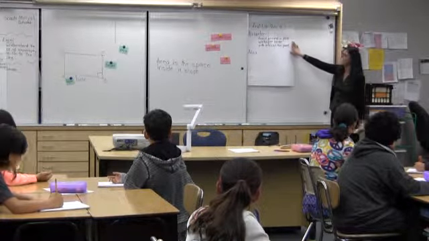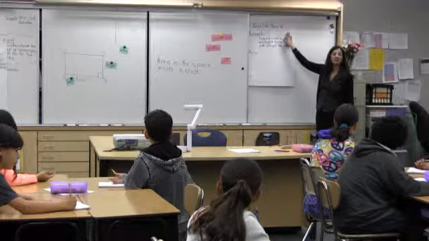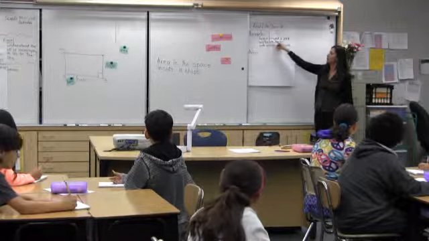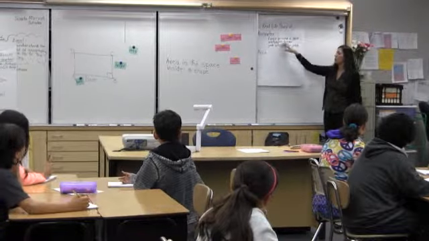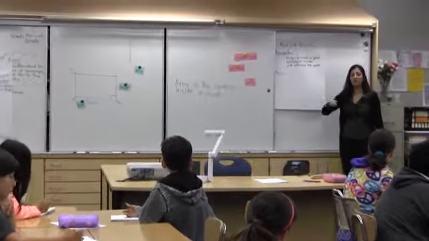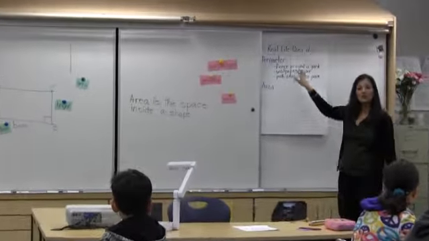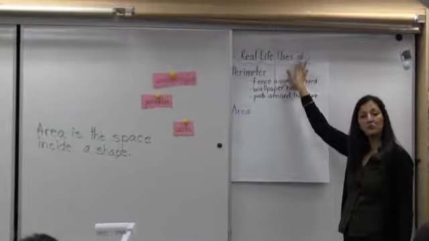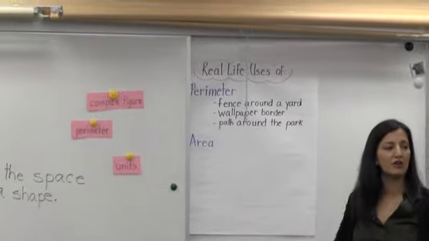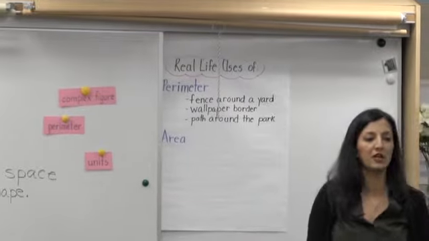Because we went ahead and we tried to find out some real life uses of perimeter, and we were thinking of, if I want to put a fence around a yard, or if I want to put a wallpaper border, or if I want to build a path around the park. Those are some things that I'll need to find the perimeter for. What do you think you'll need to find the area for? What are some things you'll need to find the area for?